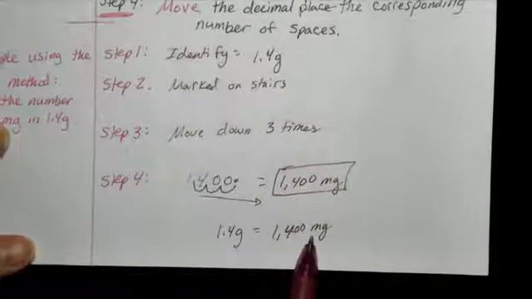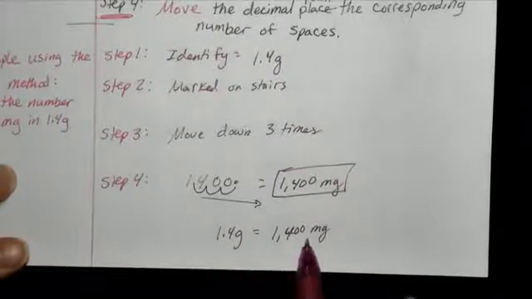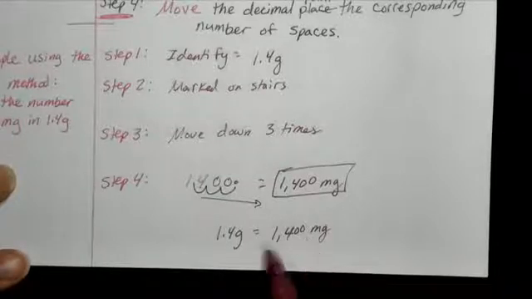These are the same exact measurements. If I'm moving from grams to milligrams, I multiply by 1,000. If I'm moving from milligrams to grams, then I would divide by 1,000 instead.